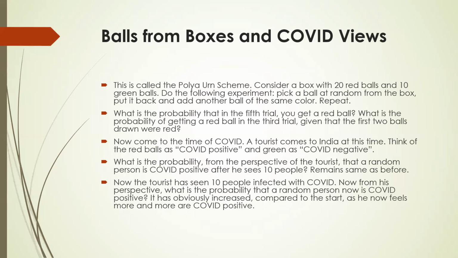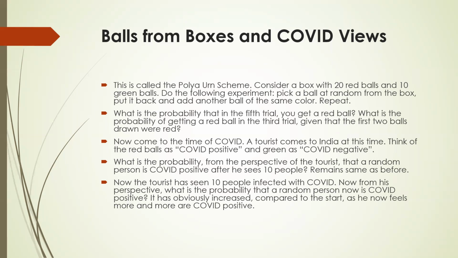Now the tourist has seen 10 people infected with COVID. Now, from his perspective, what is the probability that a random person now is COVID positive? Well, it has obviously increased compared to the start. He has seen 10 people infected with COVID, so now he feels that more and more people in India are infected with COVID. Compare it to the second question: what is the probability of getting a red ball in the third trial, given that the first two balls drawn were red?